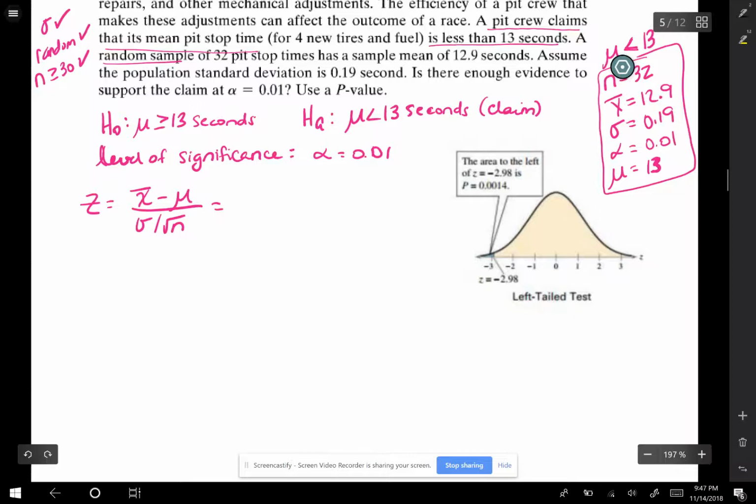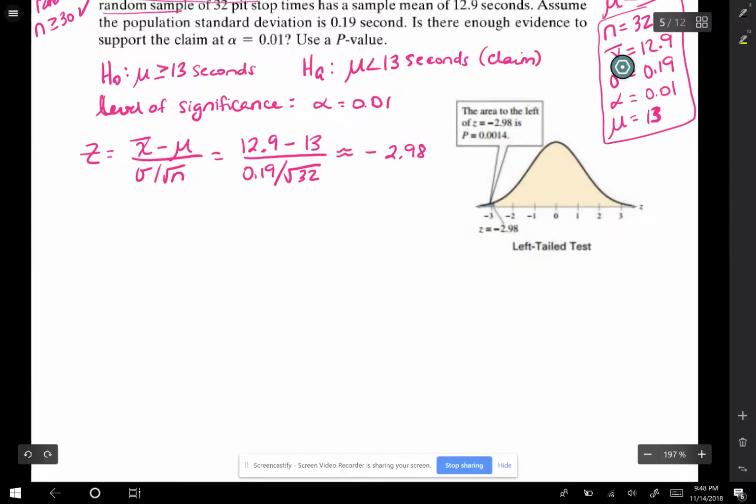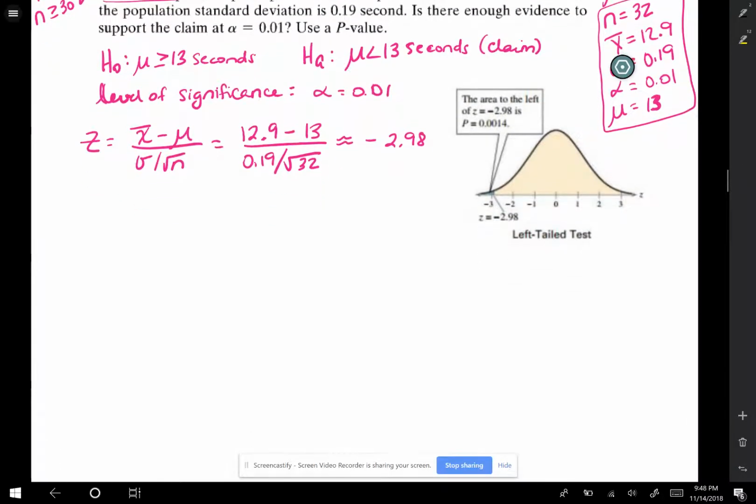So when we did that random sample of 32, we got a sample mean of 12.9 minus the hypothesized mean, or the claim, which was 13, divided by sigma, which is 0.19, divided by the square root of the sample size, which is 32. So we do all of that, and that's approximately negative 2.98. And we round to 2 decimal places automatically on these because remember we're using the table to find the z-score, and that table is set up for 2 decimal places.